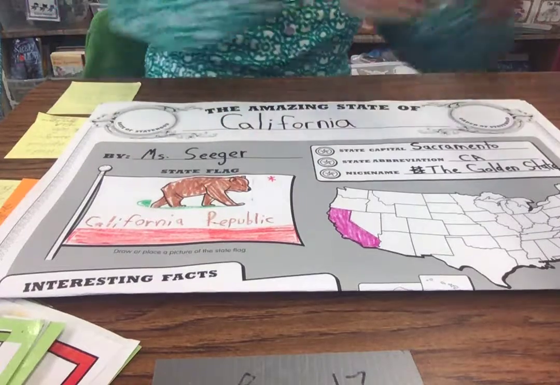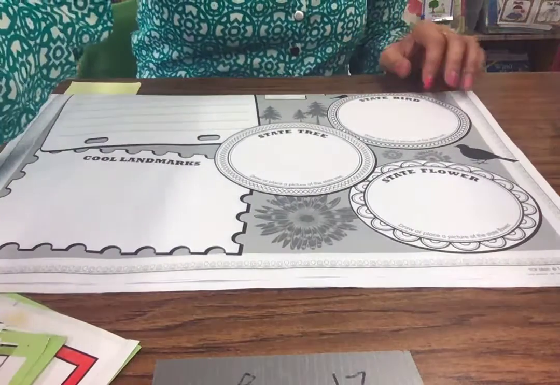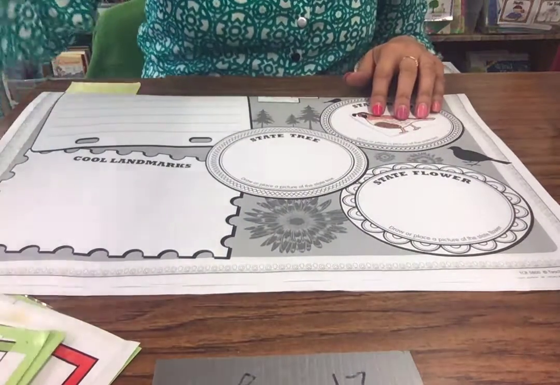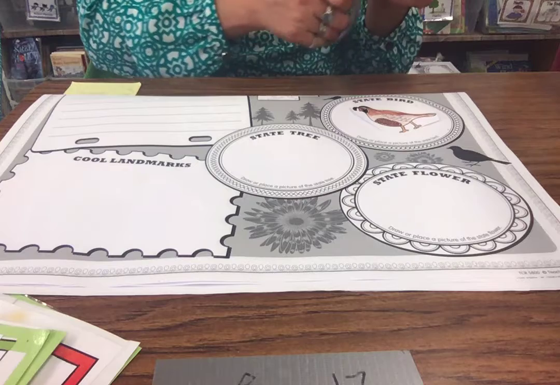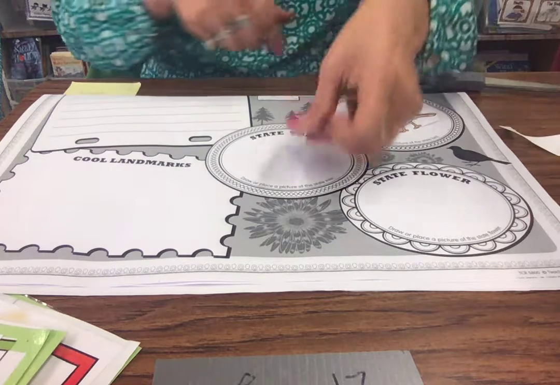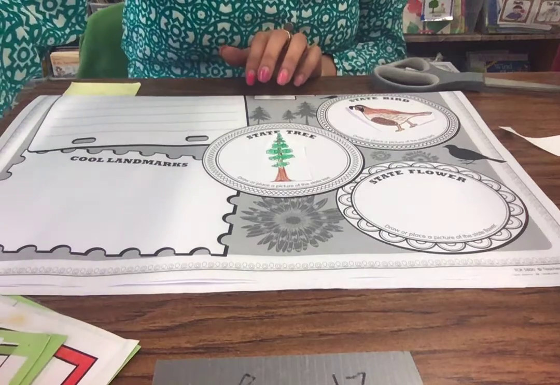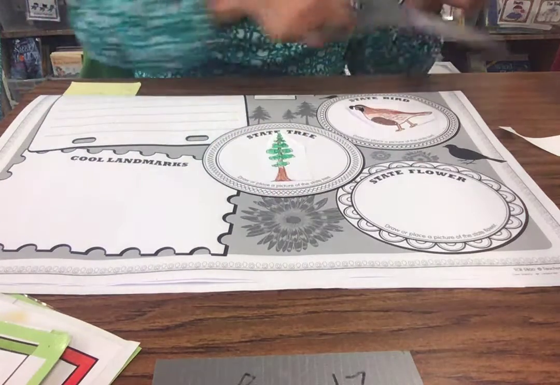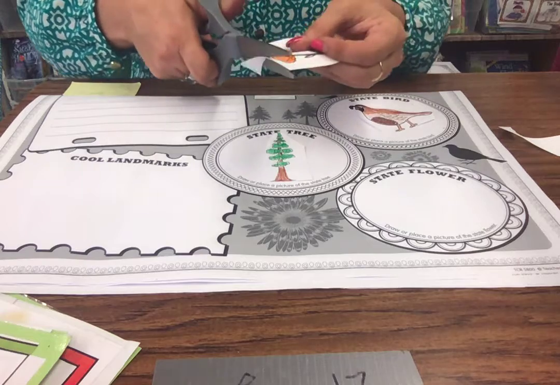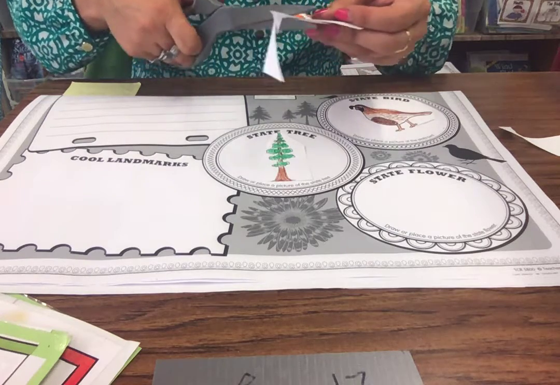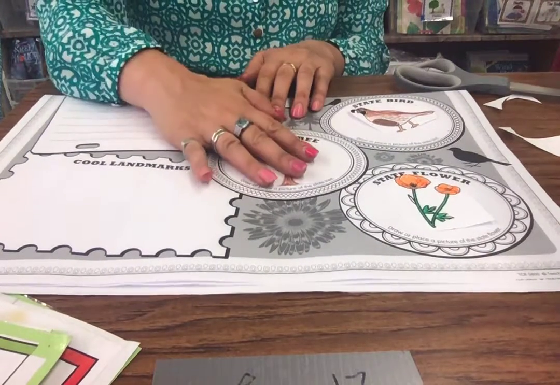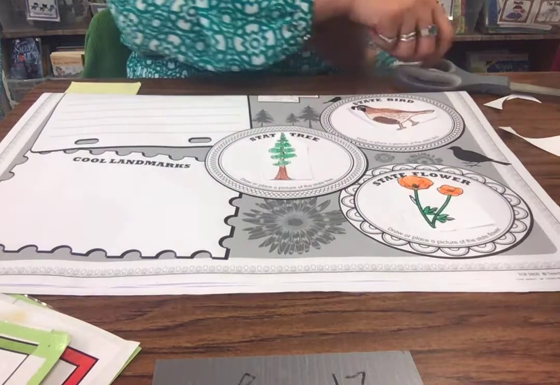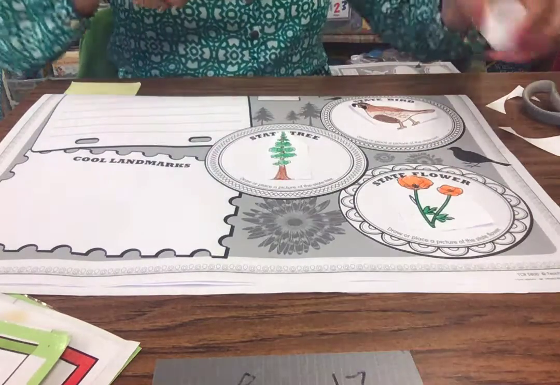Now everything else is just gluing. I'm going to flip this over to the bottom. So I have my state bird, my state tree. I'm going to round that out a little bit. There's my state tree. And there's my state flower. So I'm going to do the same thing. I'm just going to round out the top. And your grown-up can help you with this. And we're just going to put this here. So there's our state bird, our state tree, and our state flower. Okay, and we're just going to glue those on.